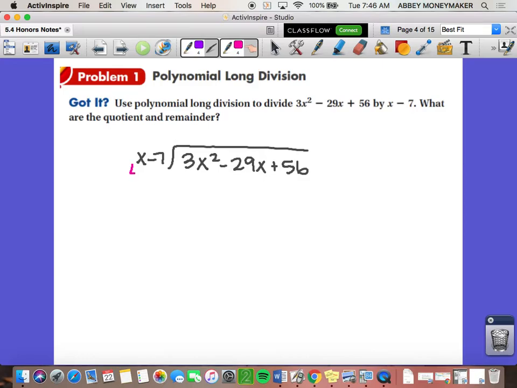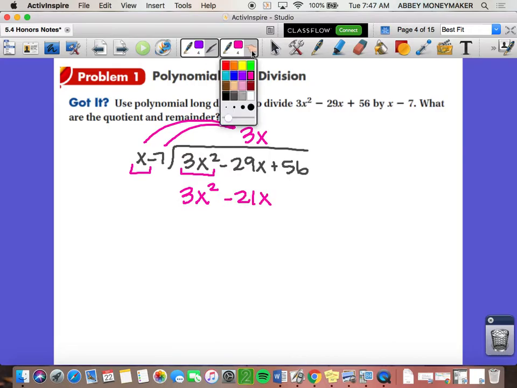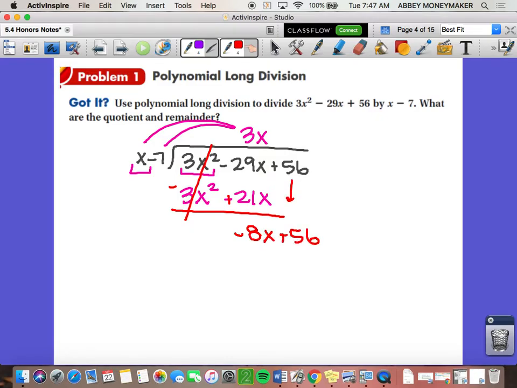So what do I need to do to x for it to become 3x squared? I need to multiply that by a 3 and an x. And now I'm going to distribute that 3x to the x and the 7. So that gives me 3x squared minus 21x. And you guessed it, I'm going to draw the line and change my signs. I'm going to change that negative to a positive. So the first two terms cancel out. I have negative 29x plus 21x. That gives me negative 8x, and then I bring down the positive 56.